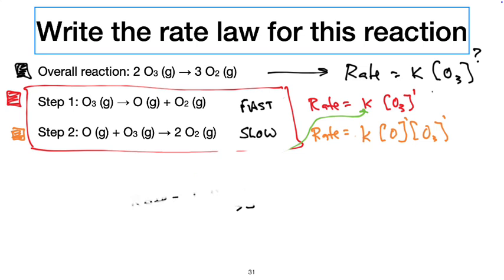We have to go to experimental evidence. So this isn't just me saying, oh, it must be the slow step. Experimental evidence gives us this information, but if the information said this was the case, what becomes our overall rate law?